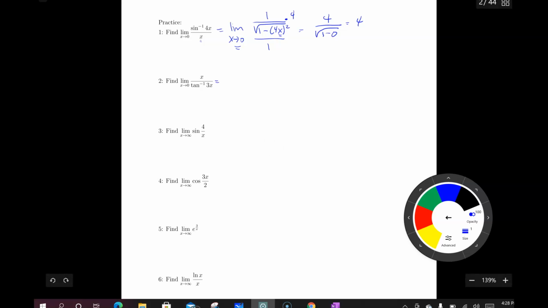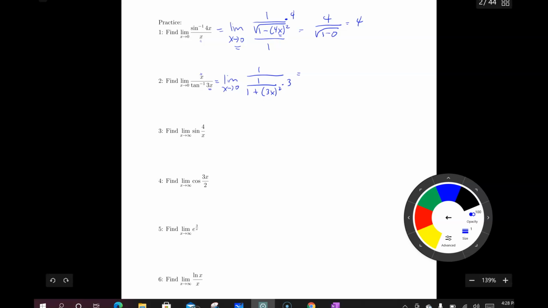All right, let's play with arctangent. So you know that arctangent of 0 is 0. The numerator is going to give me 0, so let's use L'Hopital. So I get 1 divided by, so derivative of arctangent is 1 plus the angle squared times the derivative of the angle, which is 3.